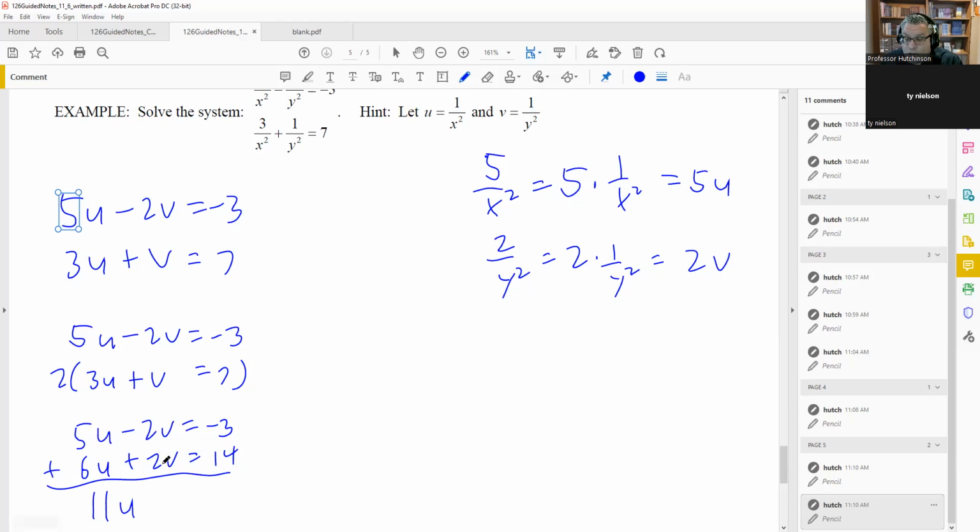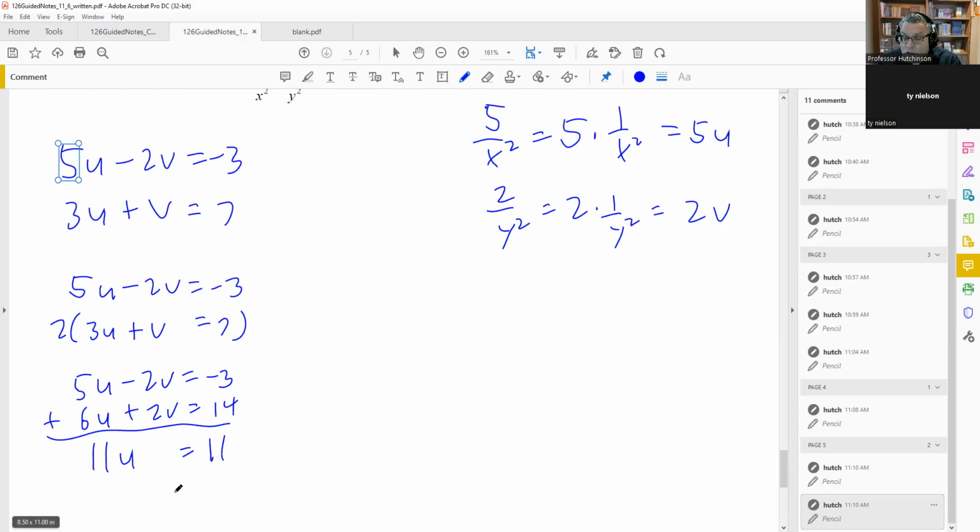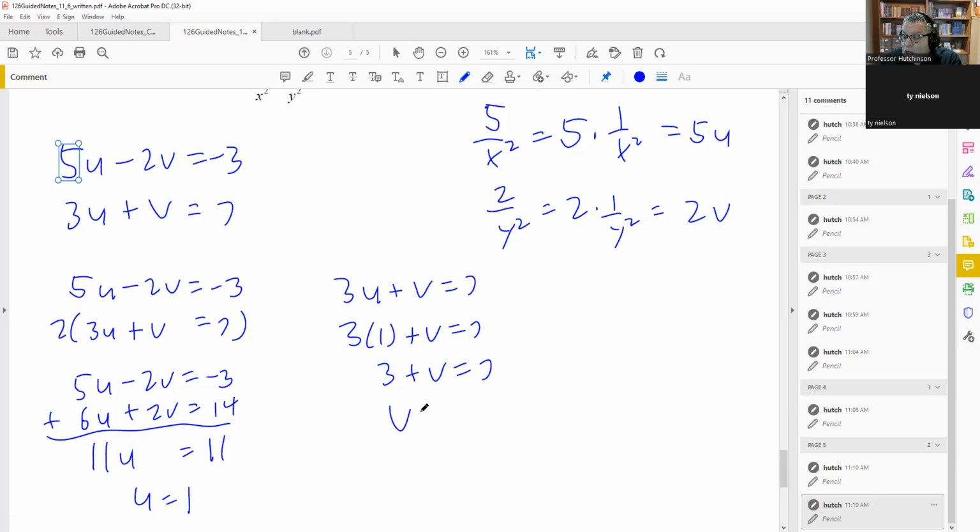And now we're going to add all this together. 11u, the v's are going to cancel out, and I get 11 over here, which means u equals 1. Now I can put this back into either the first equation or second equation, it doesn't matter which. I'm going to use the second equation since the numbers look a little bit smaller there. I put in a 1 for the u, so I get 3 plus v equals 7, and v is equal to 4.